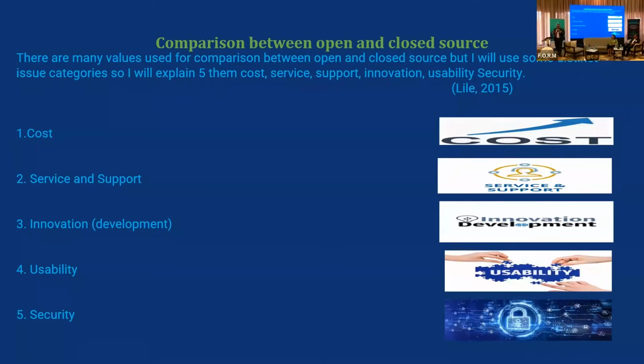For the cost, I will give an example of a system we call Symphony. The cost for this system is over 150,000 Egyptian pounds. It's very, very, very high. When we speak about the Koha library system, it's free. You can install it and use it without any budget.